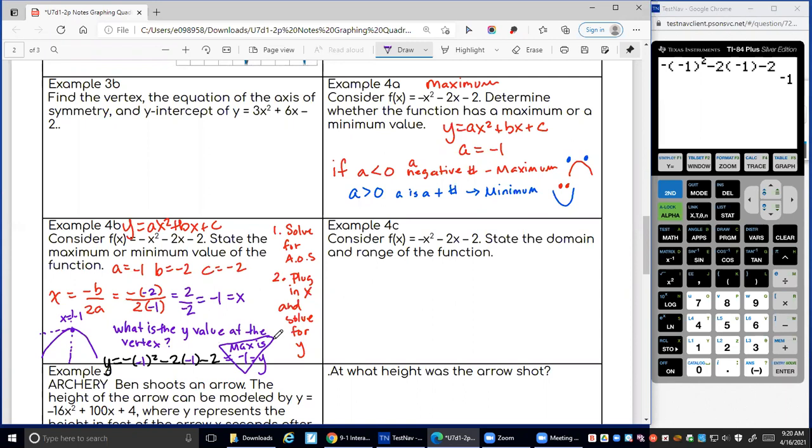Is that too small for y'all, or can y'all see? All right. Take a look at example 4C. Okay, example 4C.